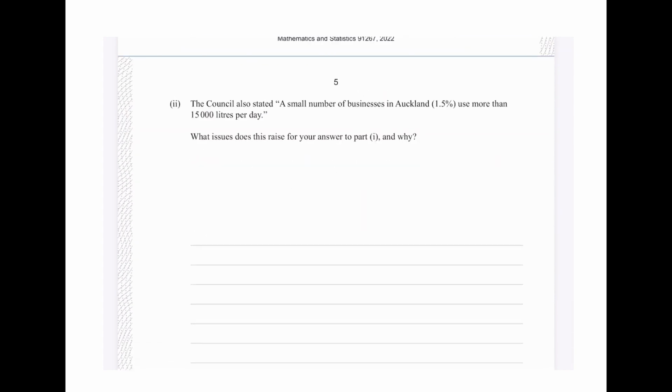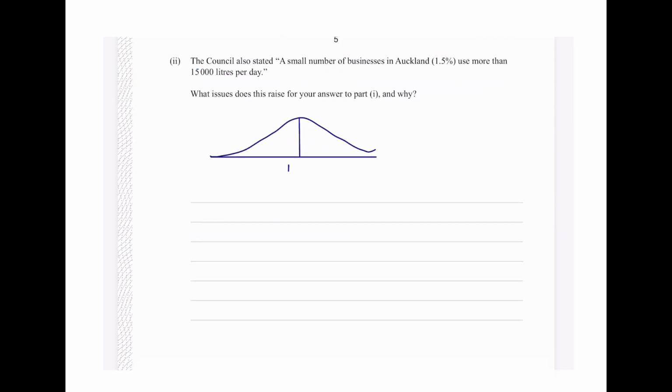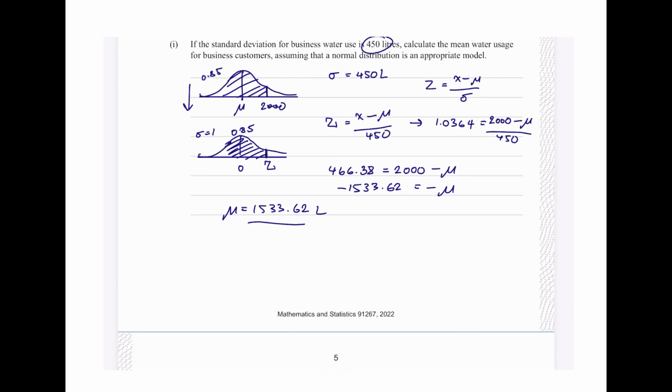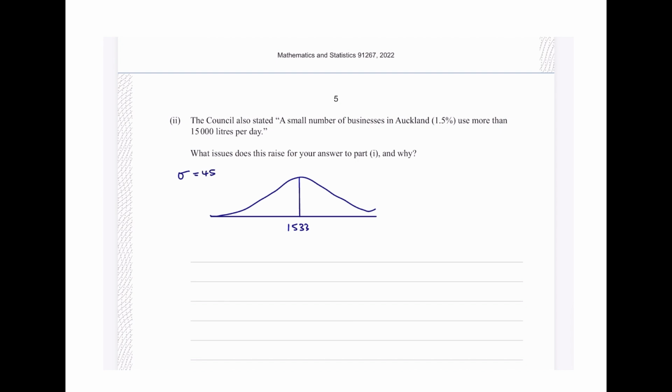Okay, so let's just draw out our normal distributions again. Let's actually make it a bit bigger. Okay, and we know the value of the mean now. So the mean was 1533. Okay, and we have a standard deviation of 450. So the council is saying a small amount of businesses, 1.5%, are using more than 15,000 litres per day.